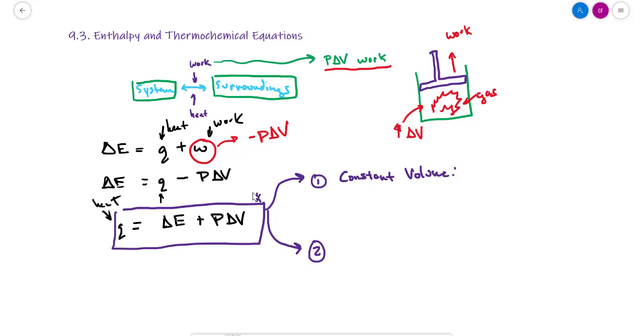In that case, we could rewrite this equation, and I'll put a subscript here under the heat, Q, just to imply that this is under a constant volume condition. This is going to equal the change in energy of the system plus P delta V, but if the volume is unchanging, then the change in volume has to be 0, which means this term goes away, and the heat is the same as the change in energy. This can be done, but it's not really the case that we will start with in a general chemistry class.